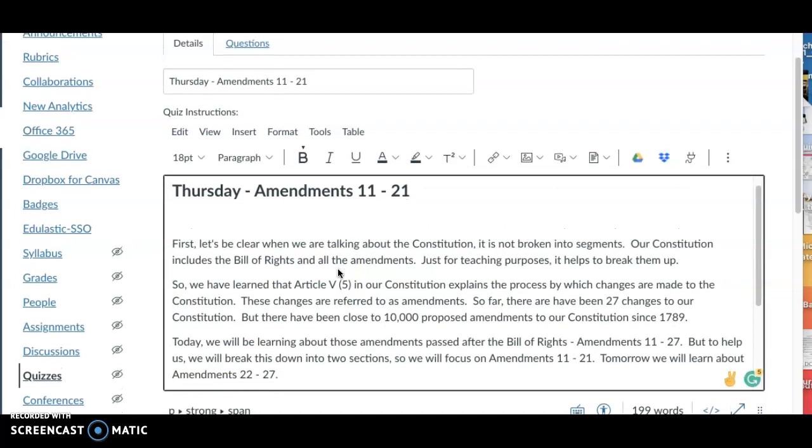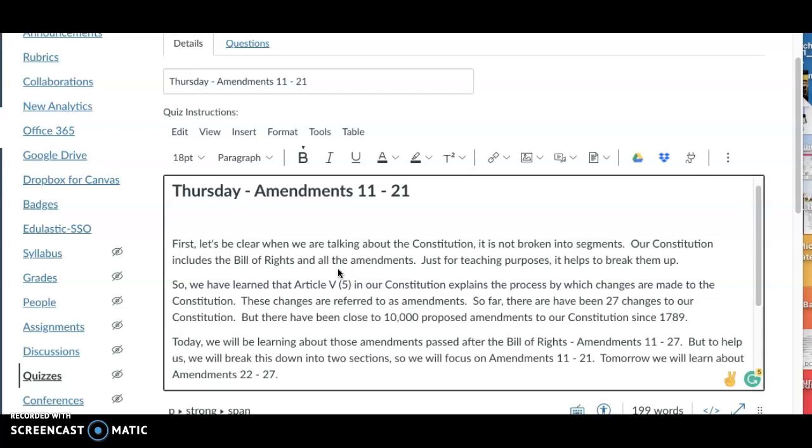Today we're going to be learning about Amendments 11 through 21. But first, let's be clear when we're talking about the Constitution. The Constitution is not broken into segments. Our Constitution includes the Bill of Rights, Amendments 1 through 10, and all the amendments.